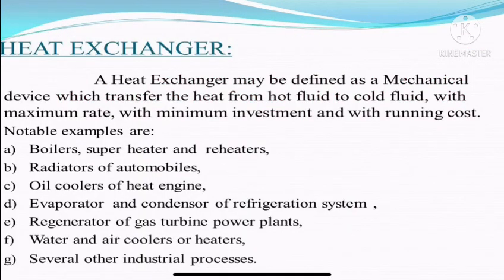Heat exchanger. A heat exchanger may be defined as a mechanical device which transfers the heat from hot fluid to the cold fluid with maximum rate, with minimum investment and running cost. Examples: A. Boiler, superheater, and reheaters. B. Radiator of automobiles. C. Oil coolers of heat engine. D. Evaporator and condenser of refrigeration system. E. Regenerator of gas turbine power plants. F. Water and air coolers or heaters. G. Several other industrial processes.